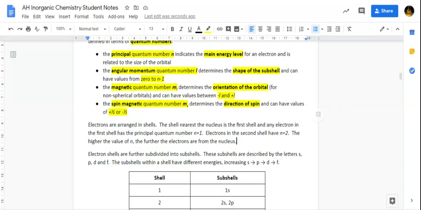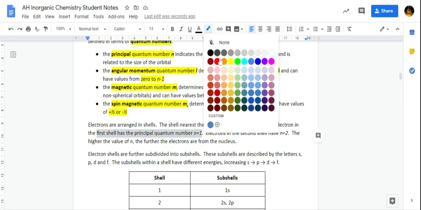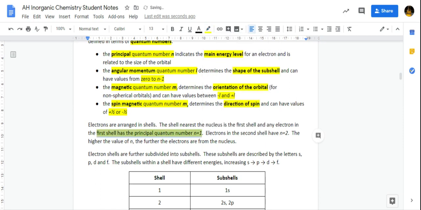Now, electrons are arranged in shells. The shell that's nearest the nucleus is the first shell, and any electron in this first shell has a principal quantum number n equals 1. So as we saw with lithium, the first two electrons in the first energy level will both have a principal quantum number n equals 1. So the first shell has a principal quantum number n equal to 1.